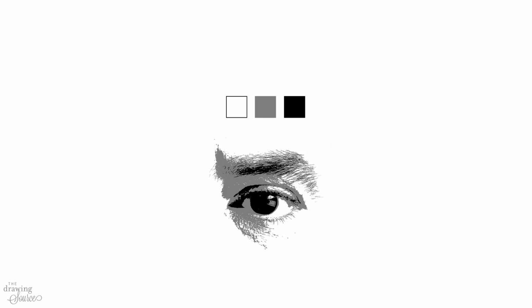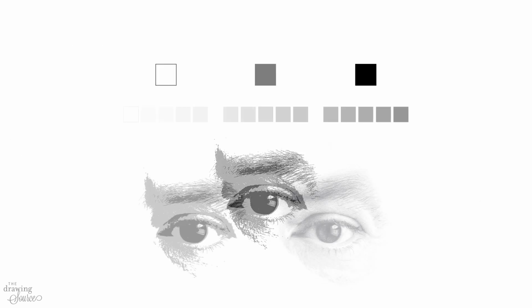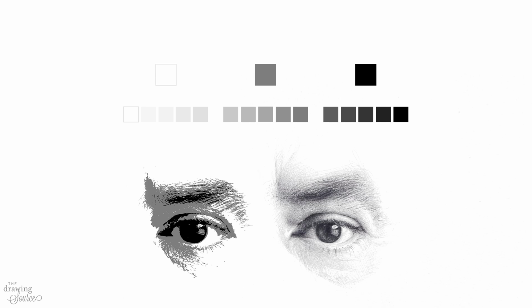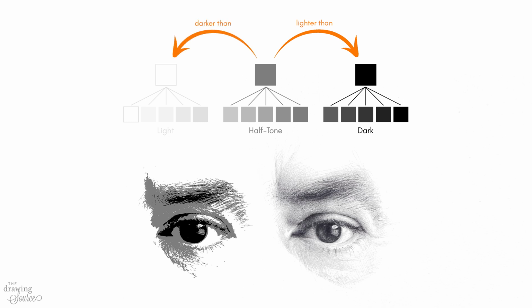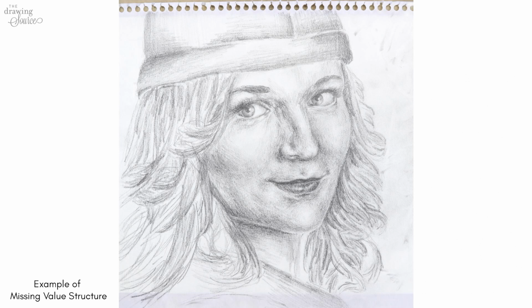Within each of these groups, there will eventually be a range of values, right? When we start adding additional values, though, they have to remain within their assigned group. So all of my halftone values, no matter how many there are, must be lighter than my dark values and darker than my light values. If they're not, our drawing will look unrealistic because we haven't accurately drawn the value relationships that appear on the subject. Here's an example of this.